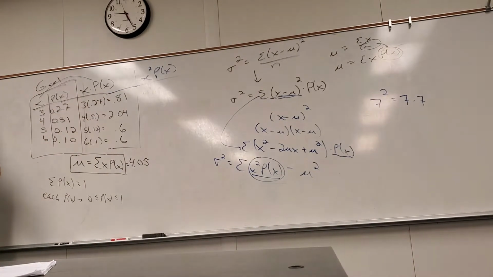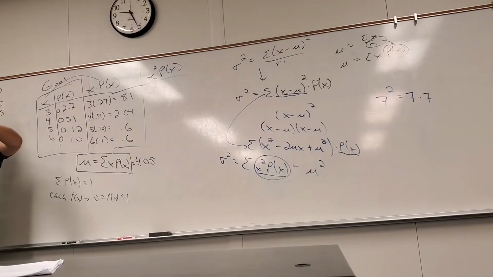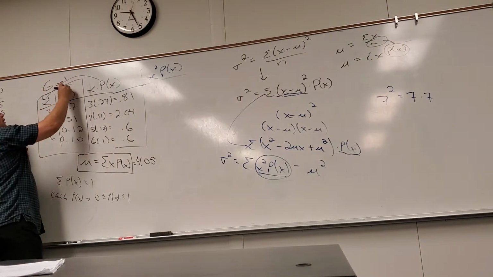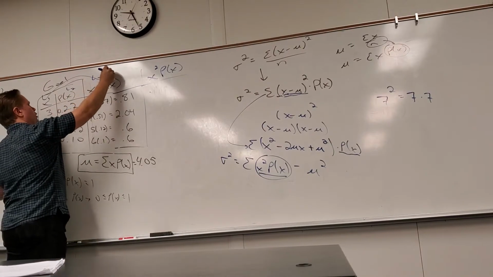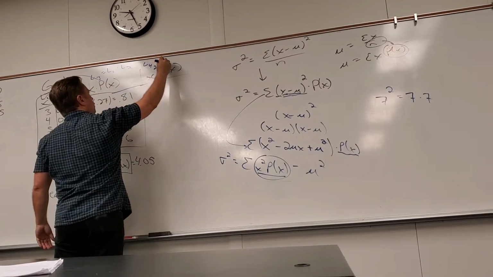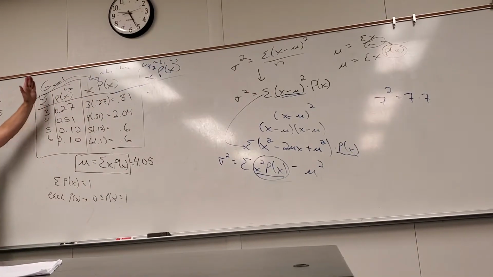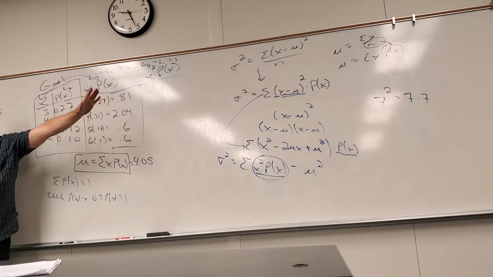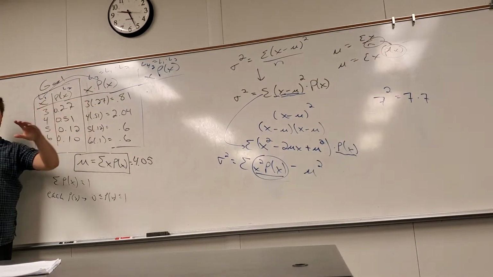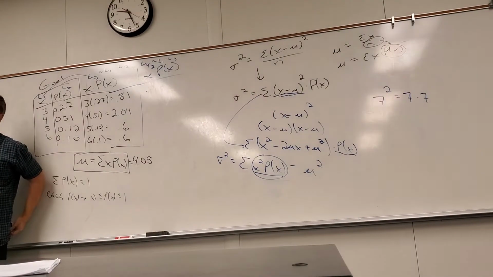And this seems like something you could do very well with the lists in the calculator, right? I would make L1 the x's, L2 the p of x's, L3 would be L1 times L2, and L4 would be L1 times L3. You guys kind of see that a little bit? Some of you are like, what am I doing?